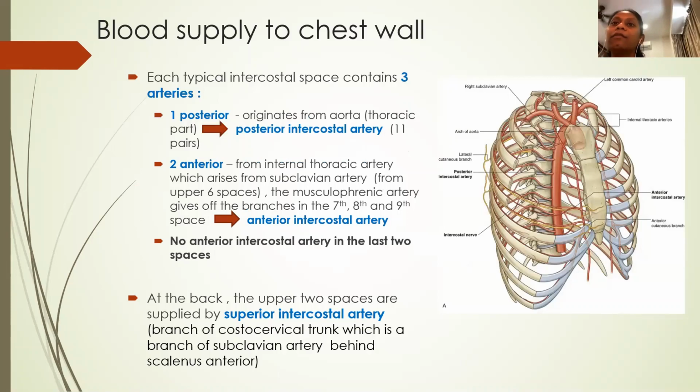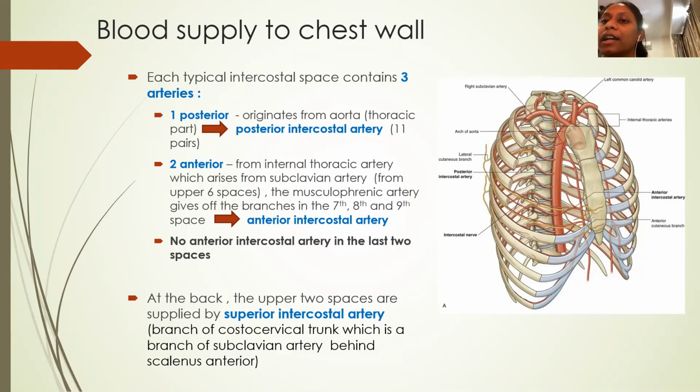Okay, next I will move on to the blood supply of the chest wall. Typically the intercostal space contains 3 arteries. Why we say 3 is because one will run posteriorly, which is known as the posterior intercostal artery, which originates from the aorta, the thoracic part of the aorta. And this posterior intercostal artery, we have 11 pairs in total.